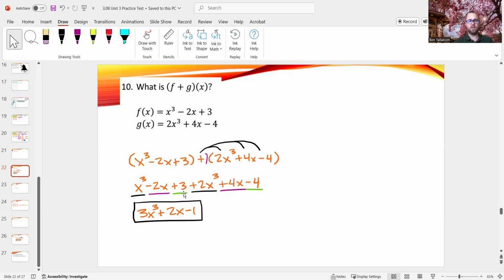Underline in a different color, 3, that's a constant number. Any others? Yes, negative 4. 3 minus 4, negative 1. No other terms are left. Everything's been underlined, and all like terms have been combined.